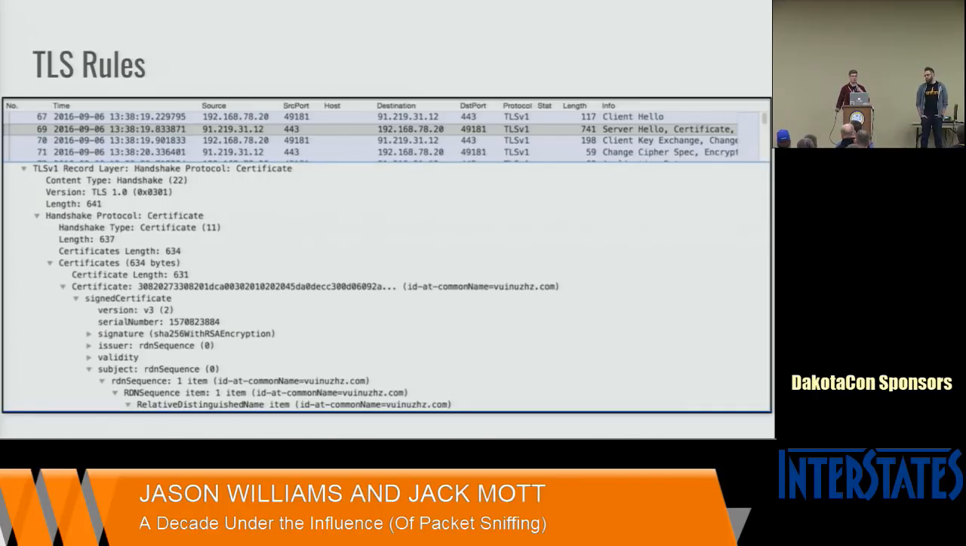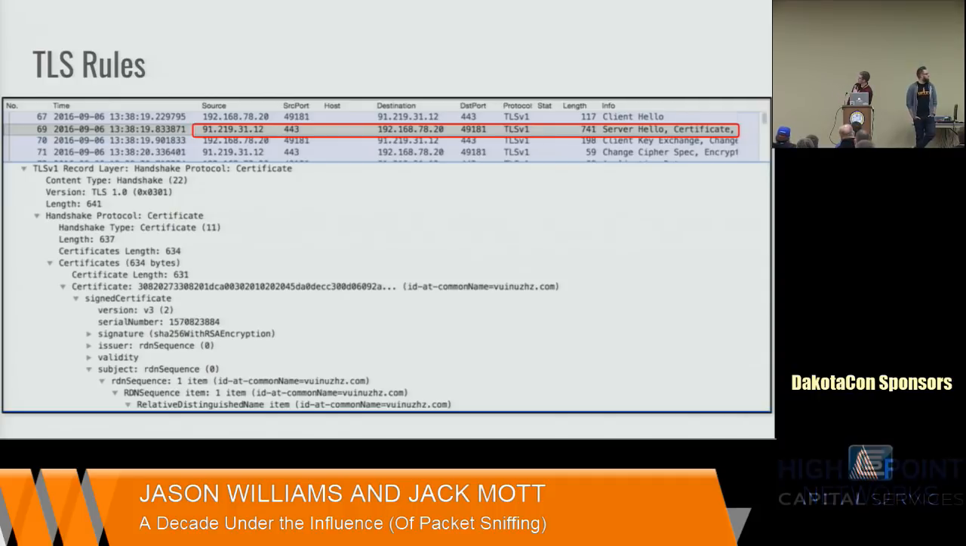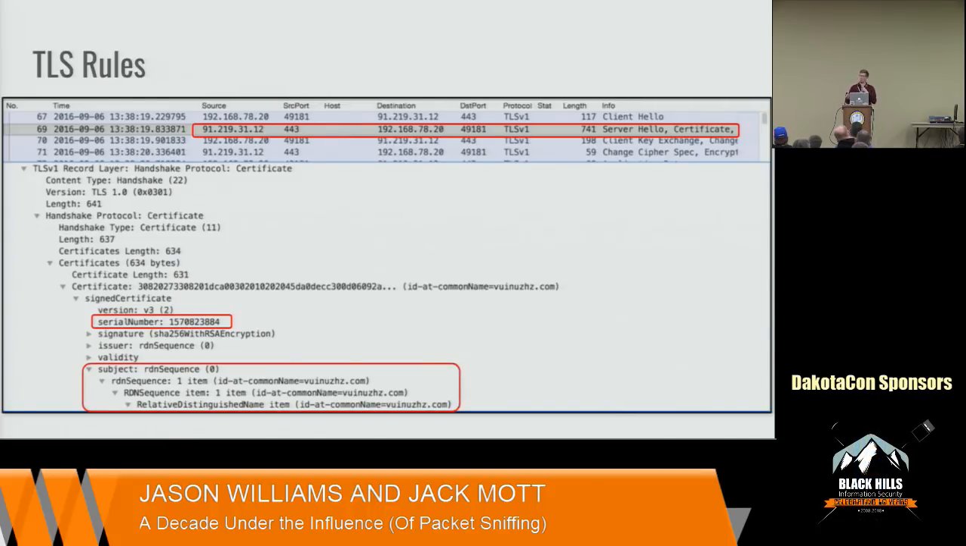So this is sort of what your standard certificate exchange looks like in Wireshark coming across the wire. Here we have, from the external server, the certificate being passed down to us. And this is what that looks like broken out in Wireshark. We have a serial number and the subject, or part of the subject. This is really what we want to focus on when we're looking at these requests and when we're looking at rules.